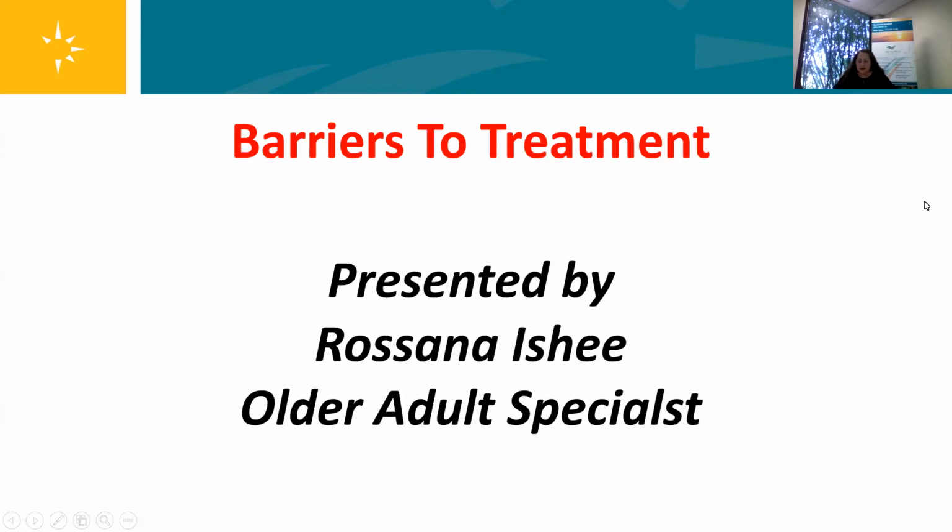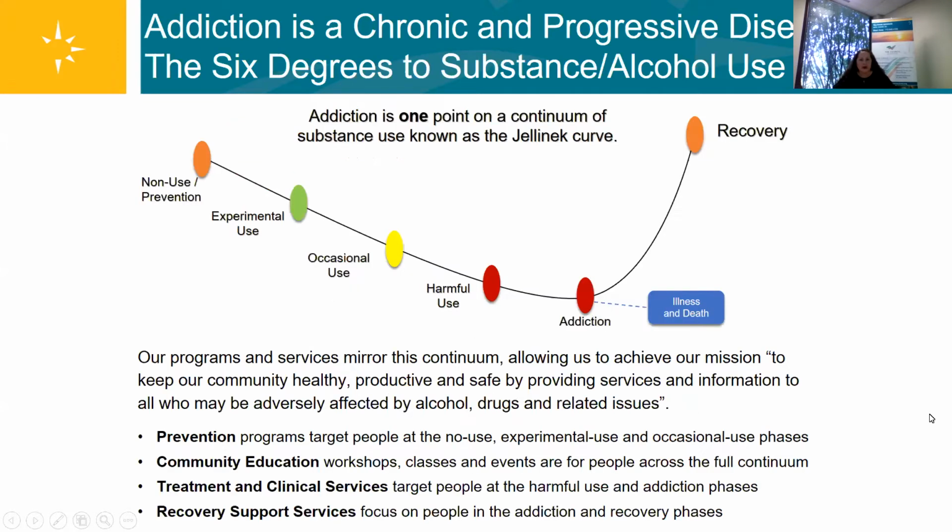I'd like to first start off my presentation with addiction and the Jellinek curve. The Jellinek curve that you're seeing on the screen shows that addiction is one point on a continuum of substance use, which is known as the Jellinek curve. And as you can see, there are 6 degrees to substance and alcohol use according to the Jellinek curve.